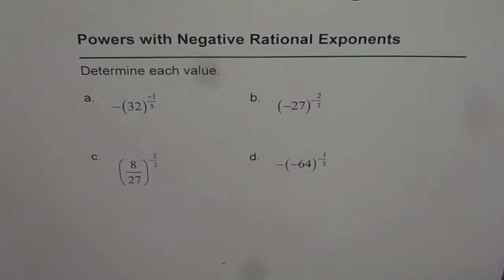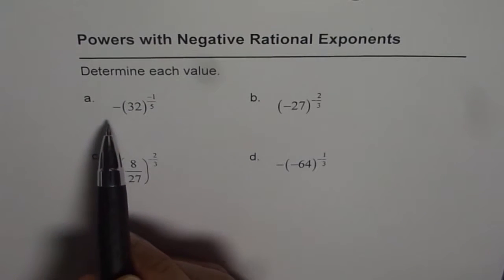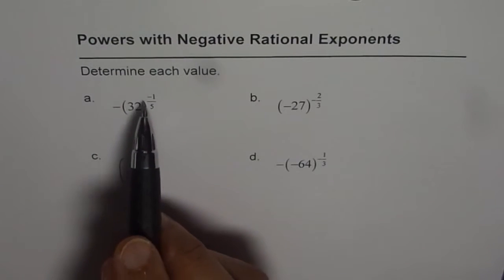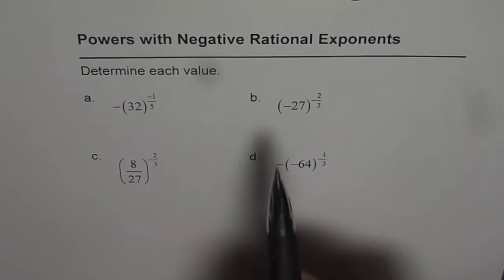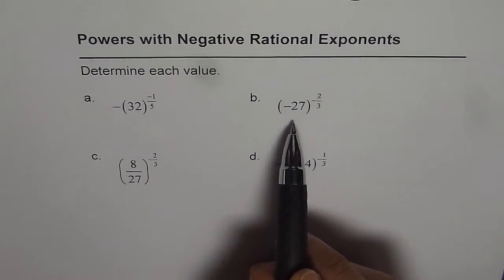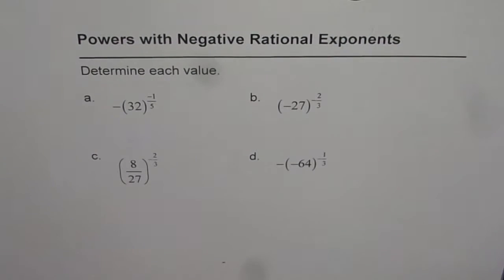Let us explore powers with negative rational exponents. Determine each value. We have 4 questions here. We'll do them one by one. Part A is minus 32 to the power of minus 1 over 5.